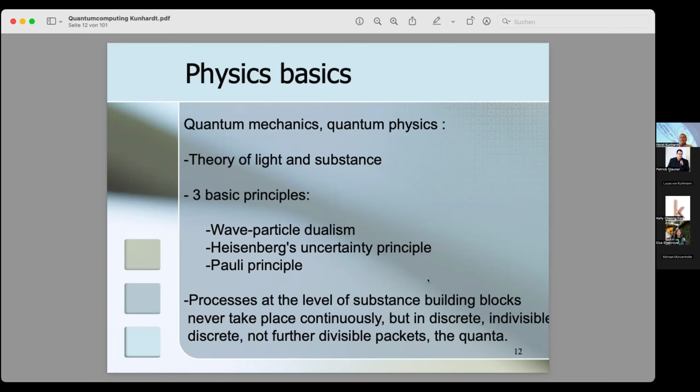So the processes at this level of atoms, or of substance building blocks, never take place continuously. That's the main difference from our physical world, the world we live in as humans, where we have continuous changes of development or changes of speed, whatever. So our limitations come more from classical physics. In the world of classical physics, we are completely predictable.